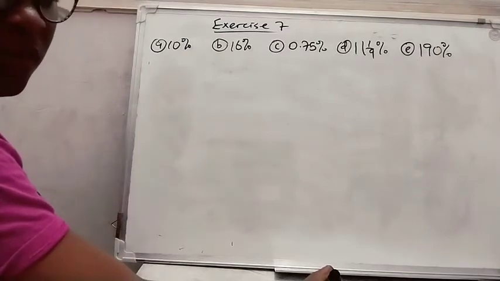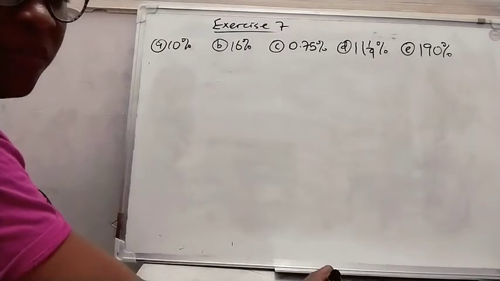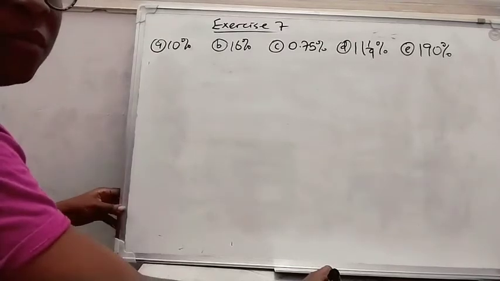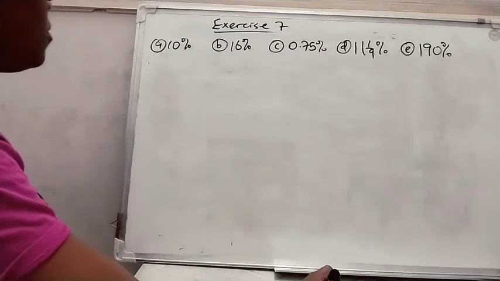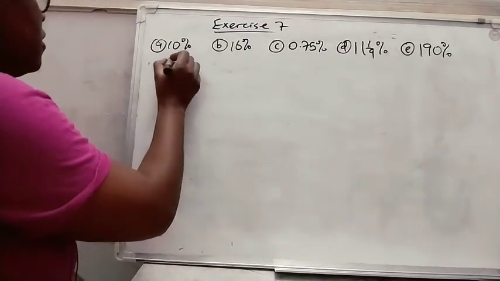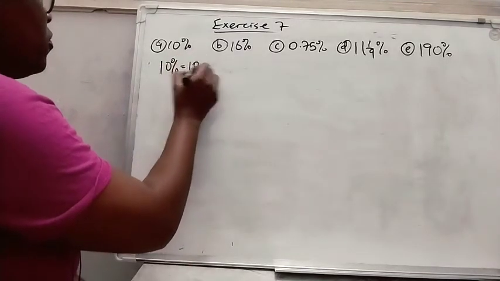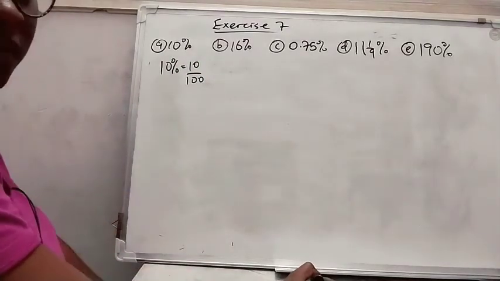So the question says, express these percentages as fractions, simplifying each answer to its lowest term. So we know that 10% is equal to 10 over 100. So how do we reduce it to the lowest term?